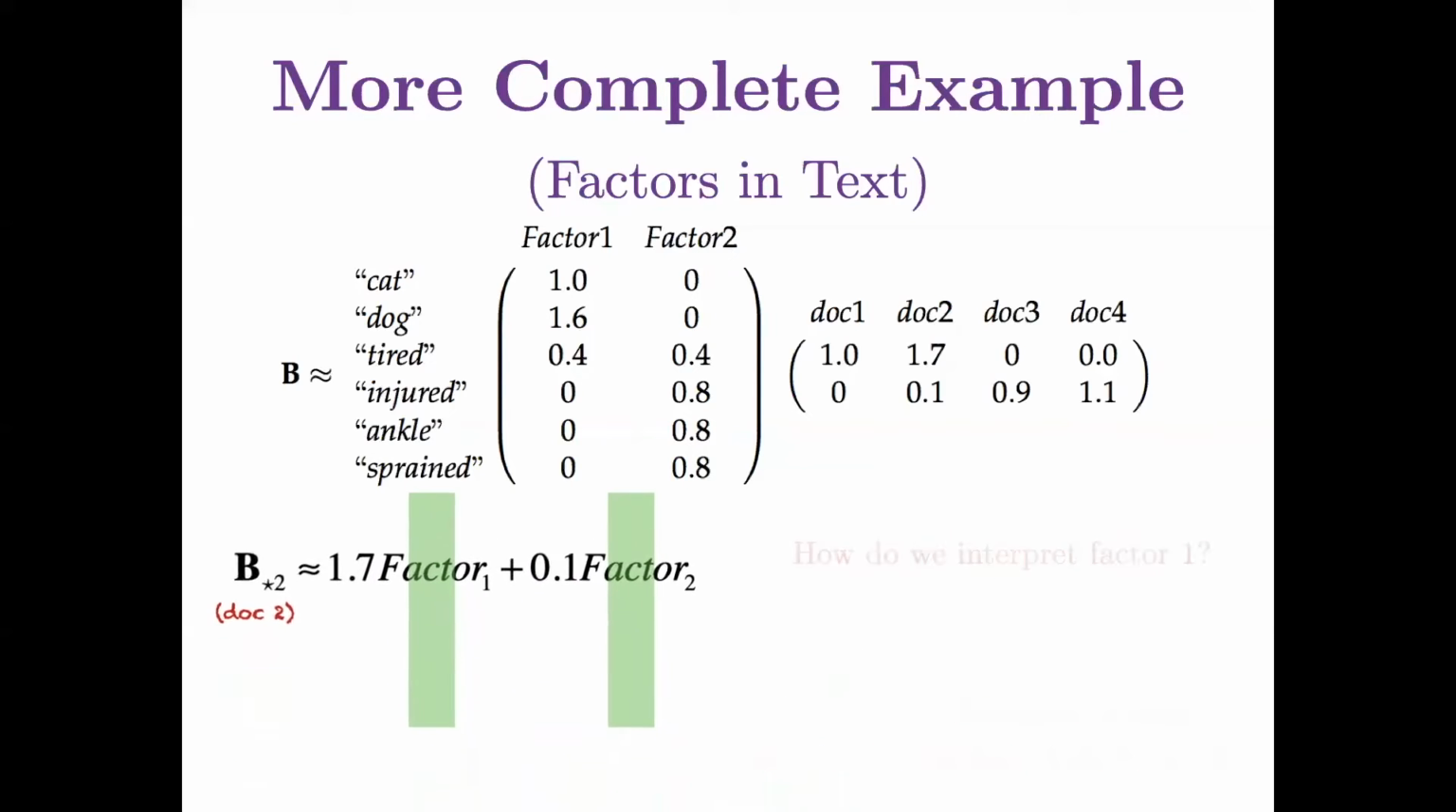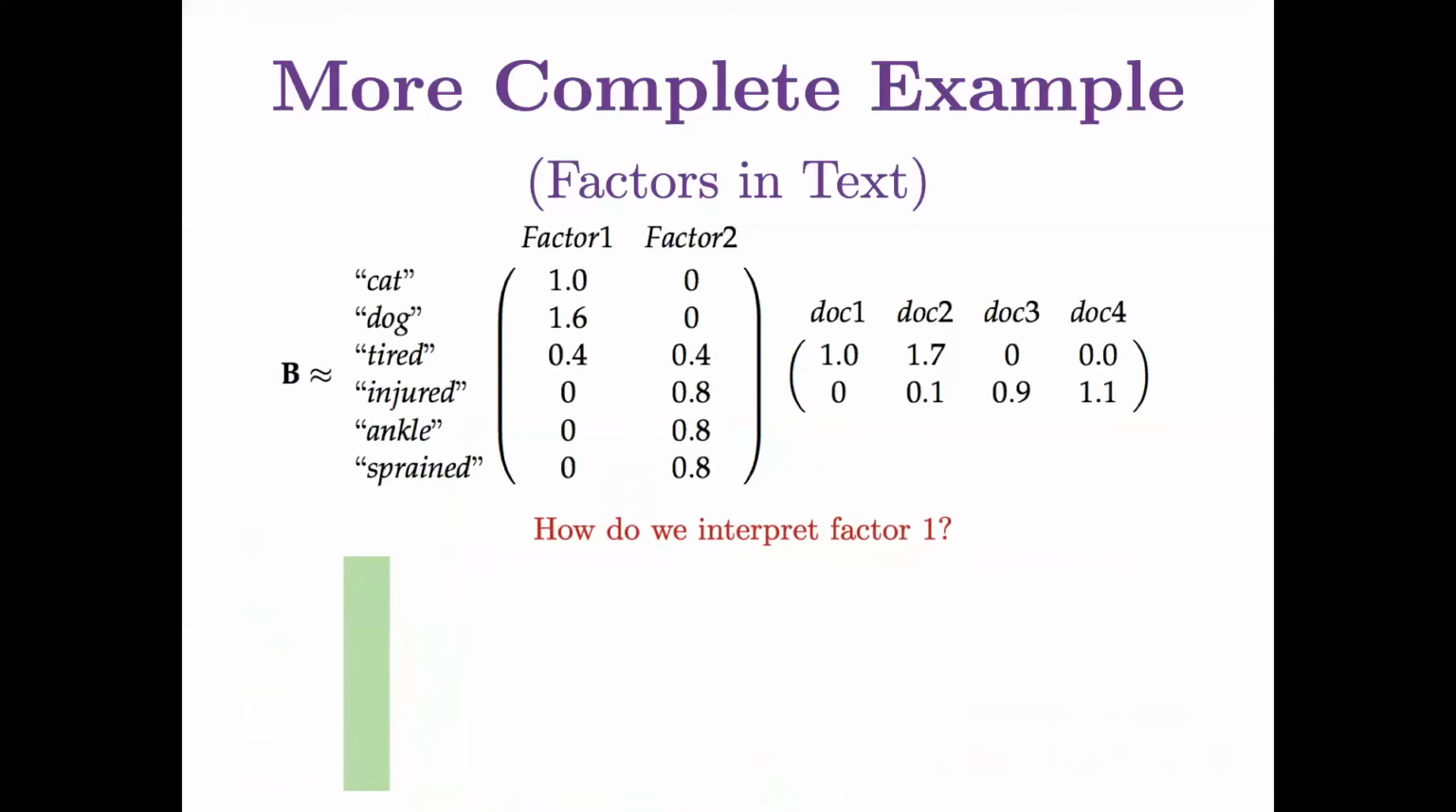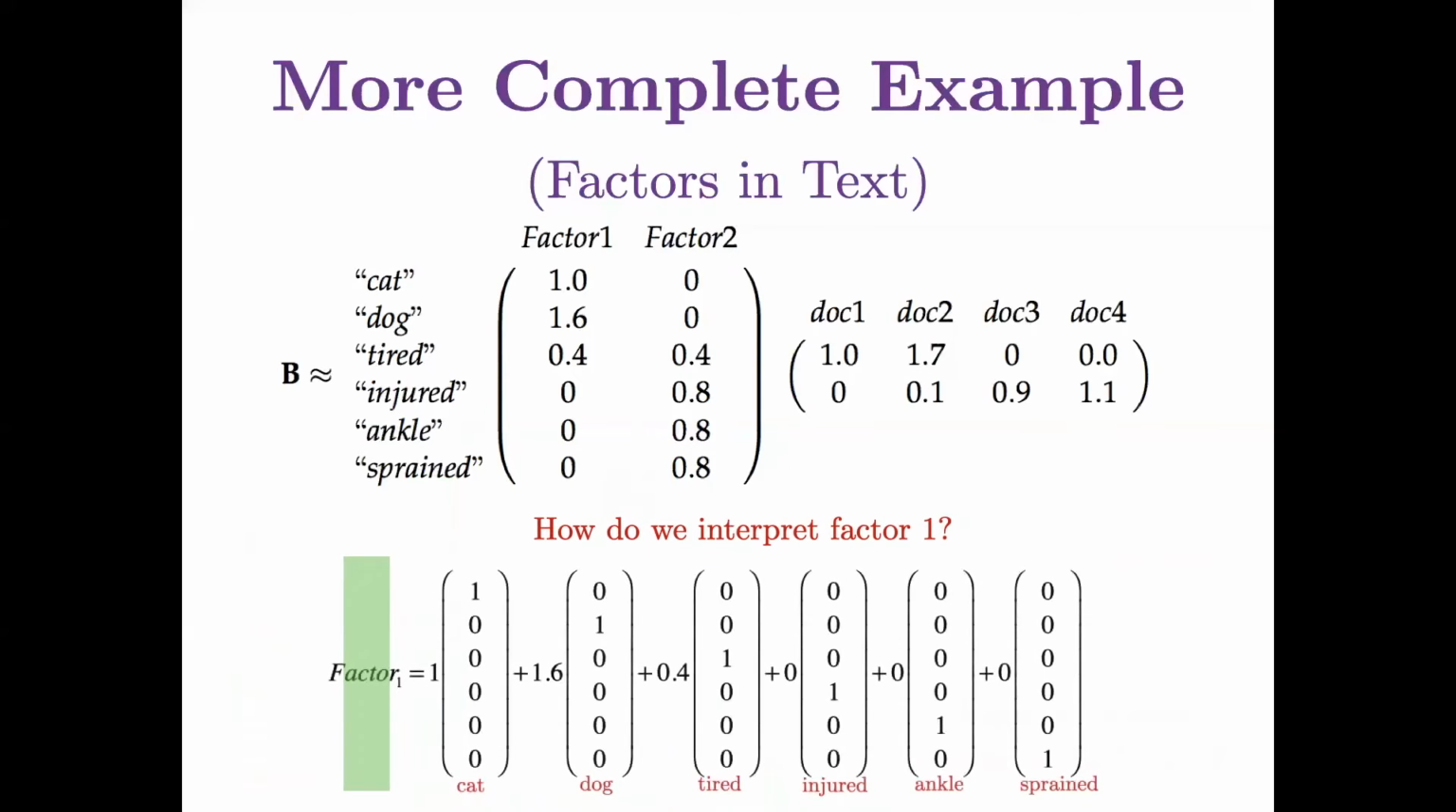Well, that's great. How do we interpret factor 1? Well, for that, we have to go back to our original basis and realize that factor 1 can be expanded in the original basis. And so it has non-zero coordinates only for the directions cat, dog, and tired. A logical way to label that collection of words might be pets.